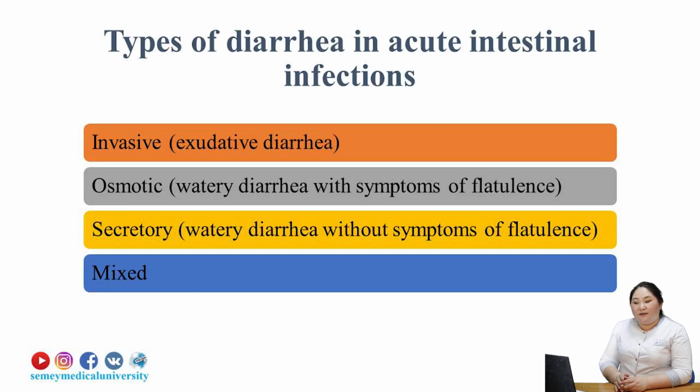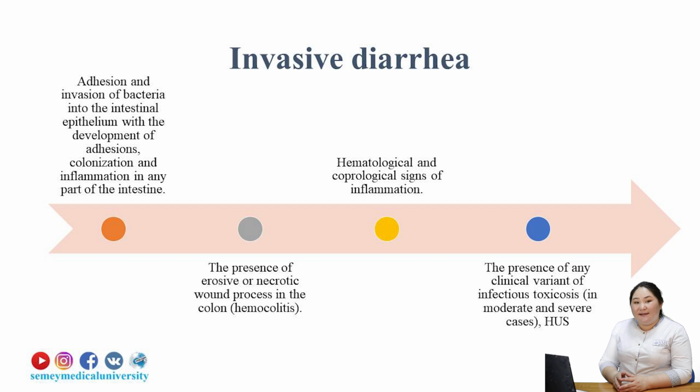Types of diarrhea in acute intestinal infections are divided into three types: invasive or exudative, osmotic or watery stool with flatulence, and secretory watery stool without flatulence, and a mixed form. First one is invasive diarrhea. What happens here? Adhesion and invasion of bacteria to the epithelial shell of our enterocytes will happen. As a result, adhesion, colonization, and inflammation of our GIT tract will happen.